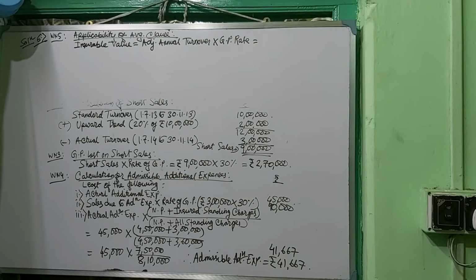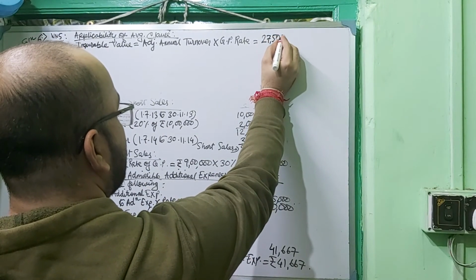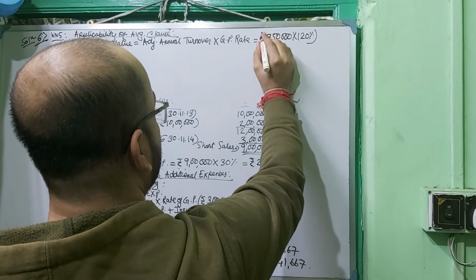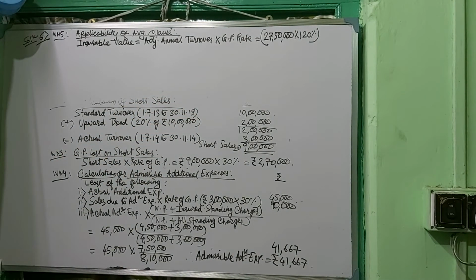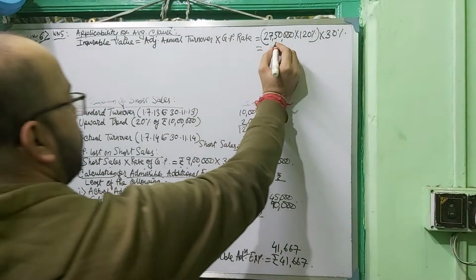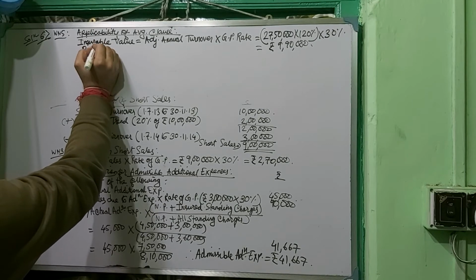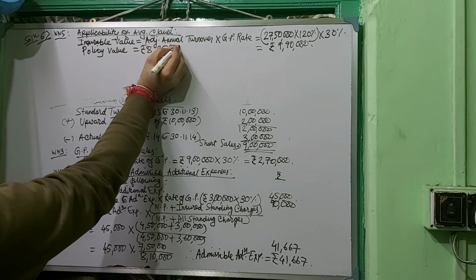Adjusted annual turnover is given in the sum, which is turnover for the year ended June 30, 2014. It's 27,50,000, and there has been an upward trend of 20%, means 120%. Because here there has been a trend in the upward dimension, the turnover has to be 20% upward on 100, that is why it is 120%, and the GP rate is given as 30%. So while calculating this, it is coming 9,90,000, and we know policy value is given rupees 8,25,000, which is given in the sum.